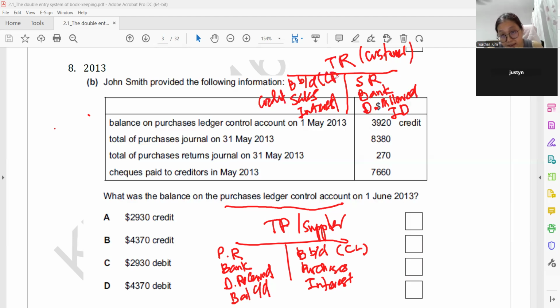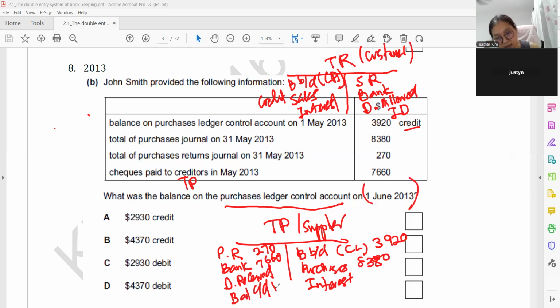Trade receivable is a current asset. Okay, from the items in here, this one they already mentioned to you as credit. So that means you put here 3920. And then purchases journal. Where does all this amount come from? From the journal. So this one you put under the purchases 8380. And then purchases return 270. Cheque paid to the creditor, which is the supplier, trade payable. So it means the bank 7660. So they want you to calculate, be careful with the question.